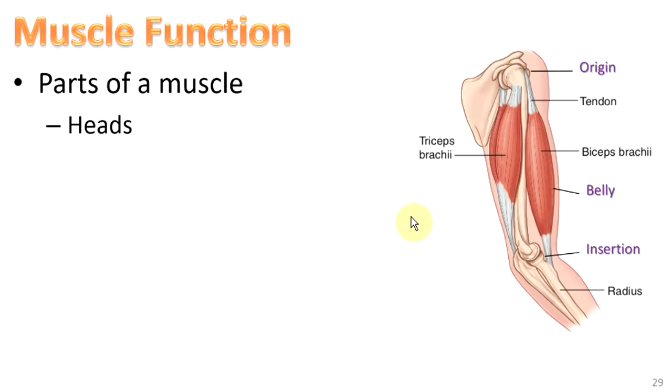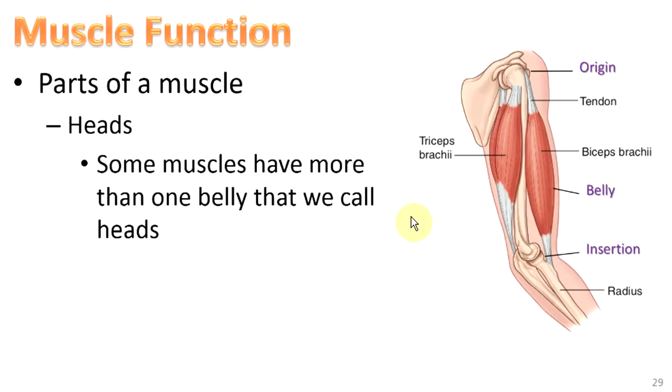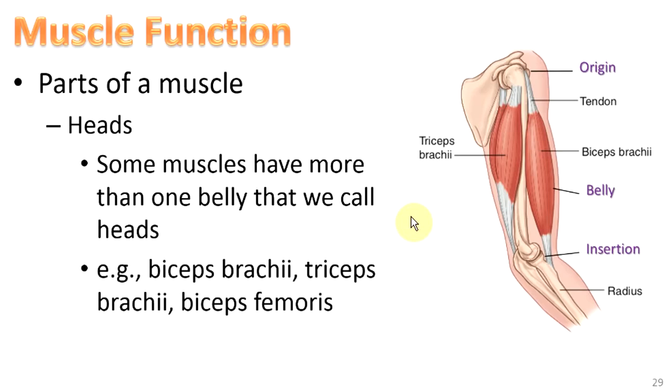Okay, so there are these things called heads of a muscle. Not all of them have them. Some muscles have more than one belly. And so where they originate is called the head of the muscle, or even the belly is called the head of the muscle sometimes. Examples are biceps brachii and triceps brachii. So this word here, biceps, bi means two, ceps means head, brachii means arm, which is this part, the upper arm. So this means it's on the arm and it has two heads. Well, the triceps is the same thing, but it's on the back here and it has three heads.